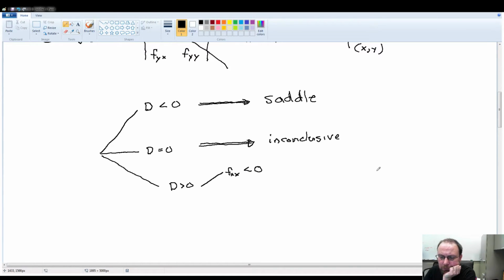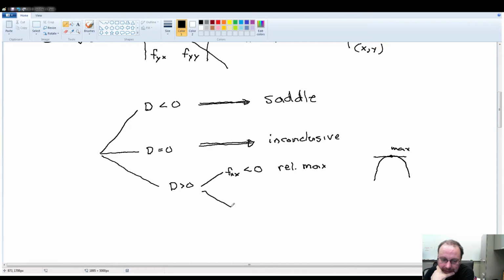If that fxx is negative, then well, in one variable calculus, when our second derivative was negative, we knew that the graph of our function was concave down, and that meant that at this critical point we had a peak, a max, right? So then we can now conclude that we have a relative max at our critical point.